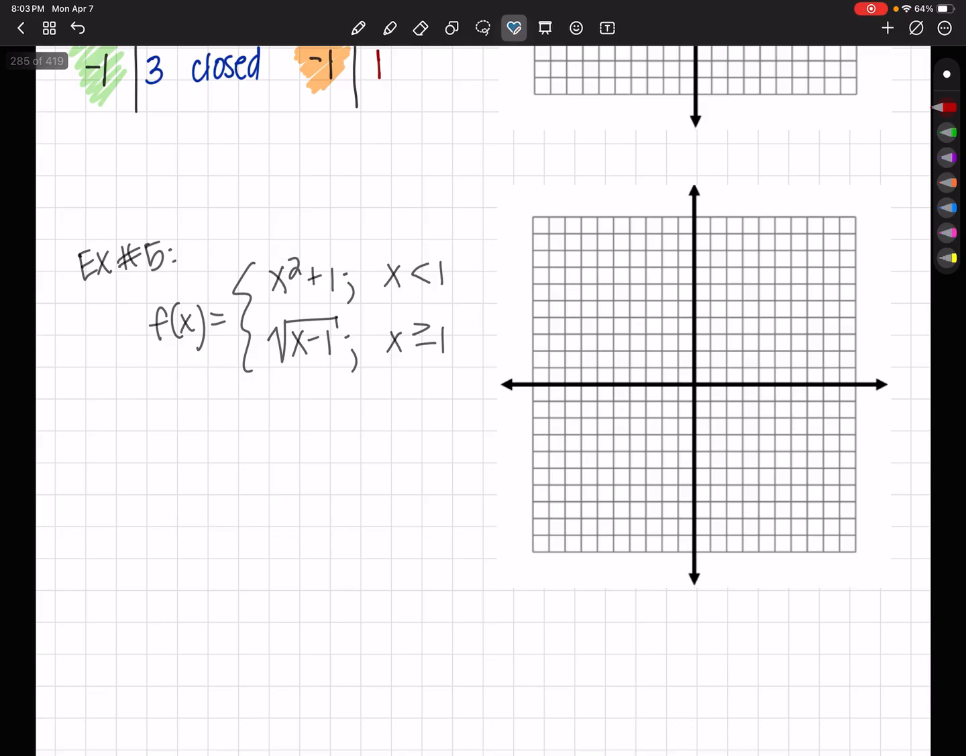Okay, what I encourage you to do right here is to try this one on your own, see if you've got it, and then come on back and check your answers.